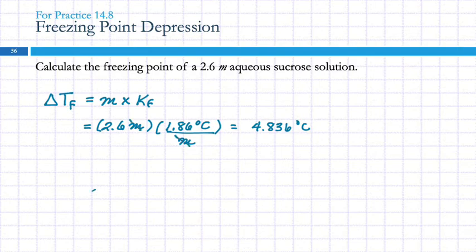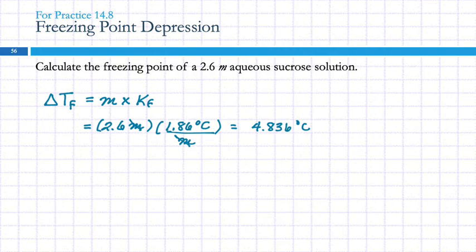Are we done? No. It's really tempting to say this is the answer. But it wants the freezing point, not the freezing point depression. So this is the freezing point depression. This is how much the freezing point changes from normal. So we're not done calculating.